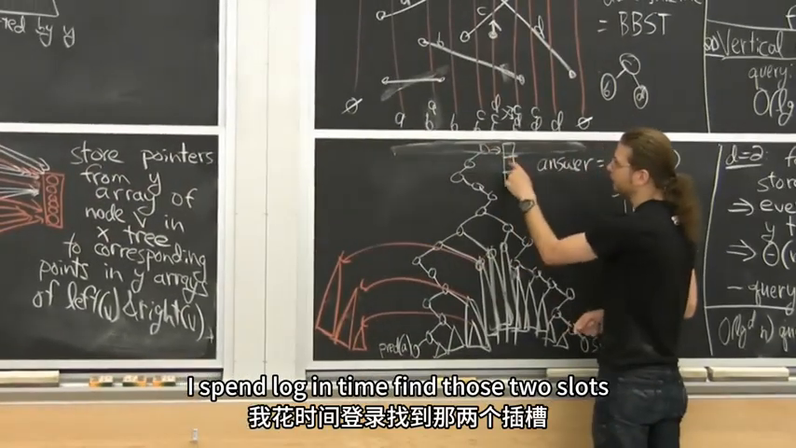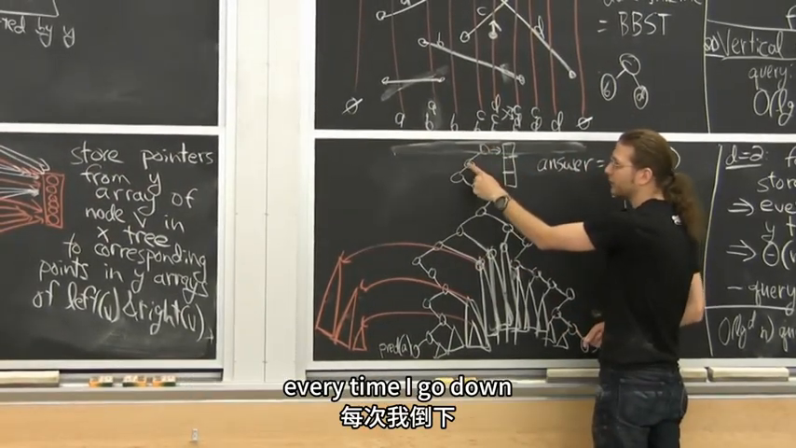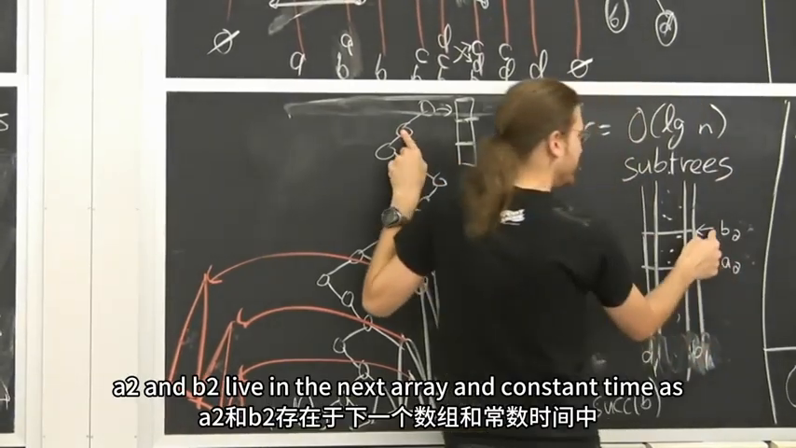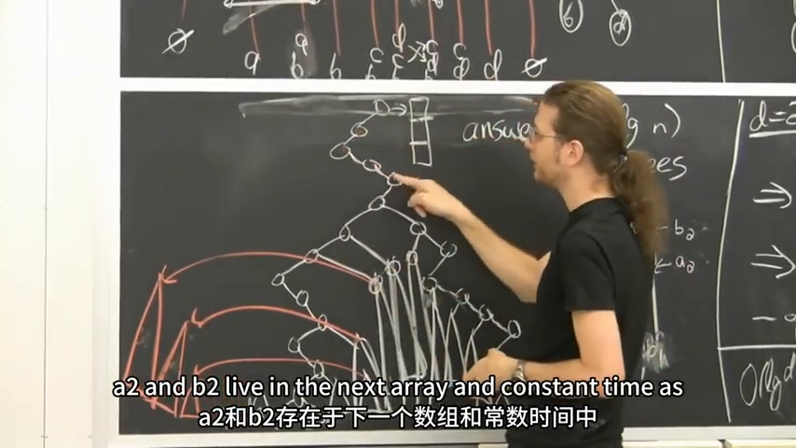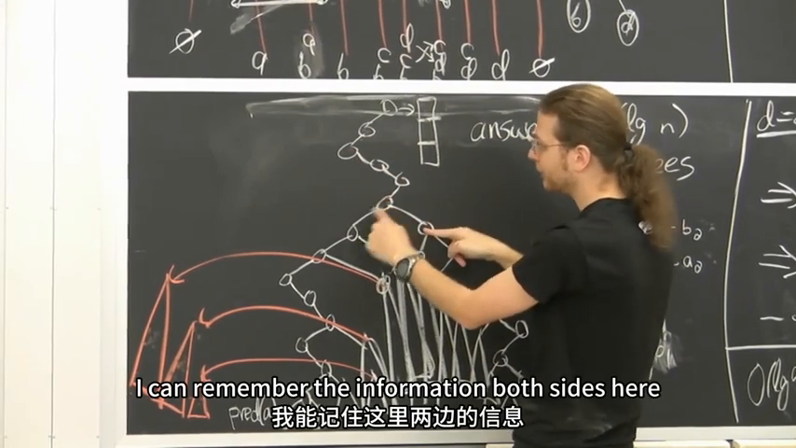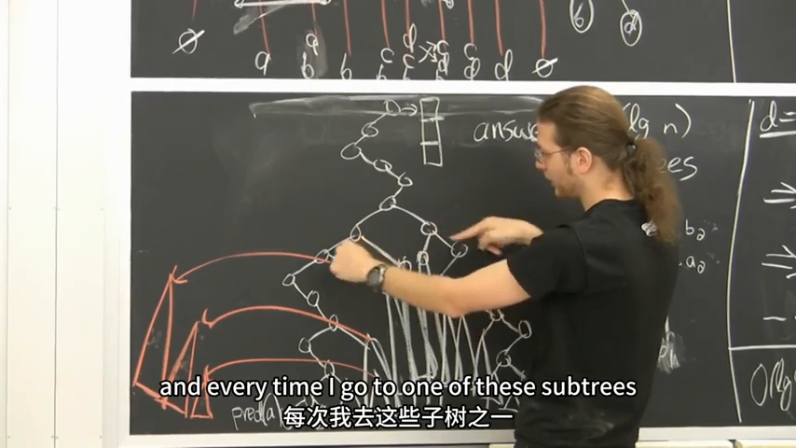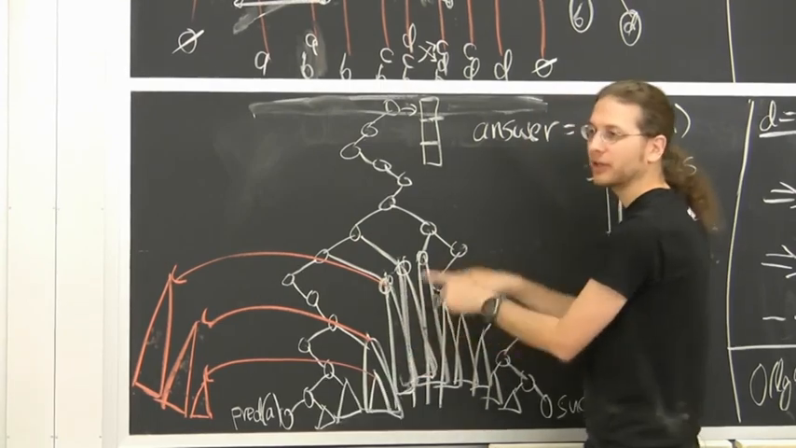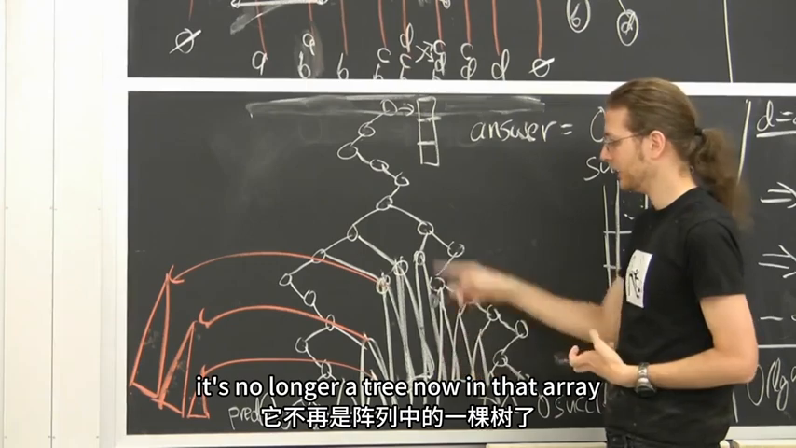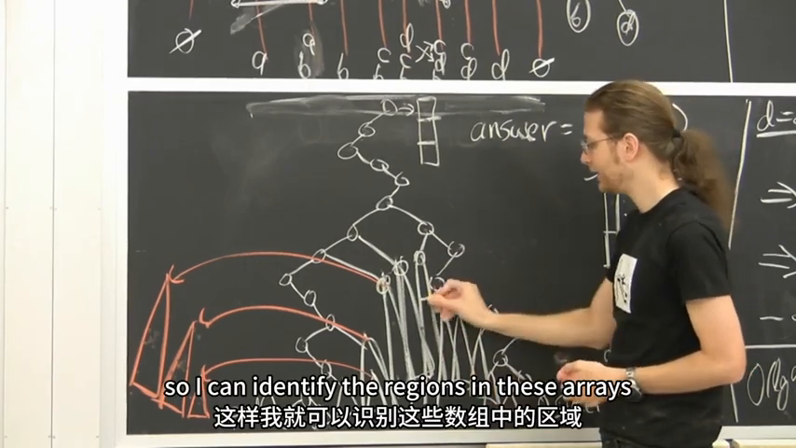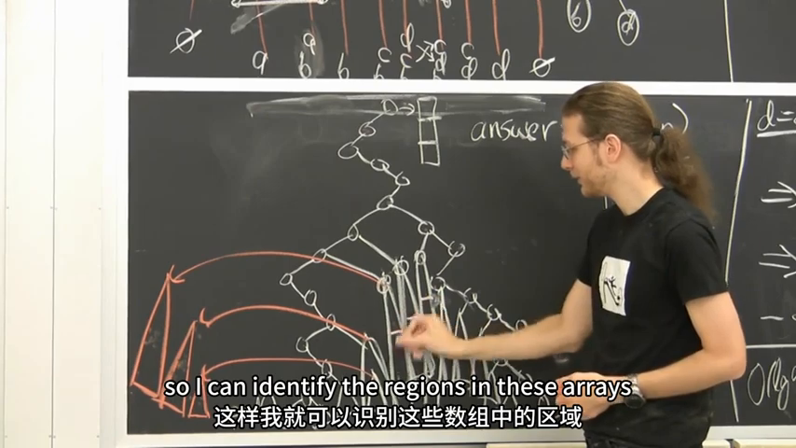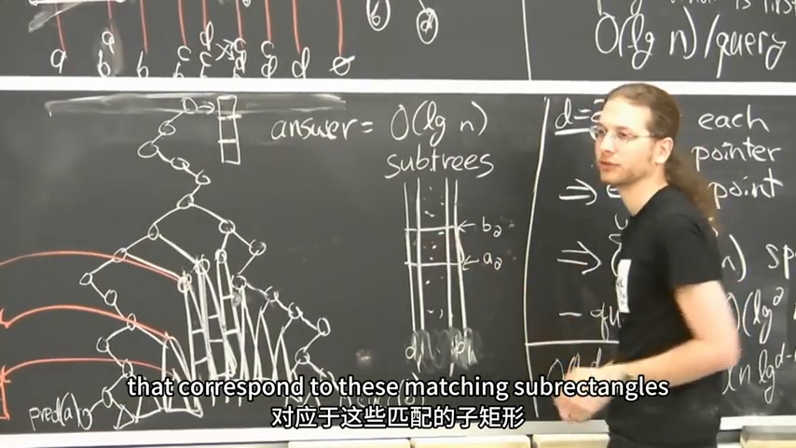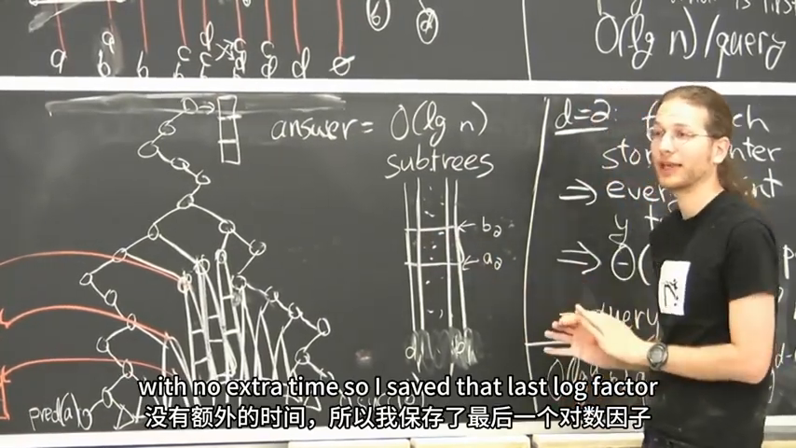That's the slow part. I spend log n time, find those 2 slots. Every time I go down, I follow the pointer. I know exactly where A2 and B2 live in the next array. In constant time, as I walk down, I can figure this out. I can remember the information on both sides here. And every time I go to one of these subtrees, I know exactly where I live in, it's no longer a tree, now in that array. So I can identify the regions in these arrays that correspond to these matching subrectangles with no extra time. So I save that last log factor.